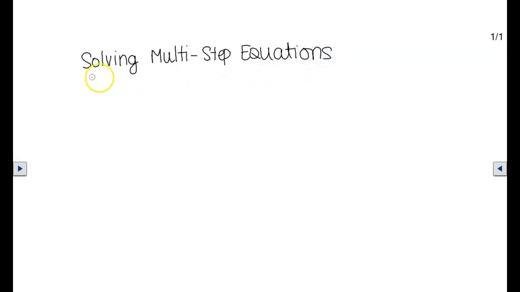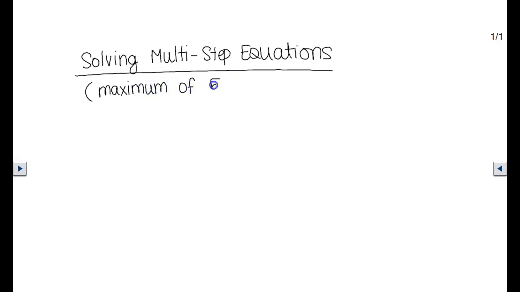And I do want to say that when we talk about solving multi-step equations, there is going to be a maximum of 5 steps. So 5 steps is the most that you will ever have to do. Could be less than that.